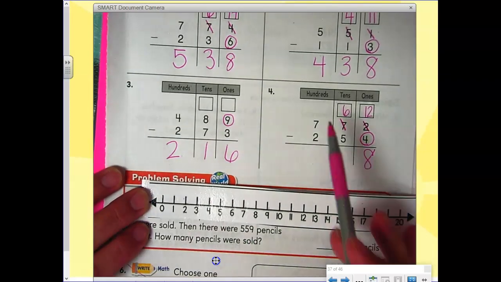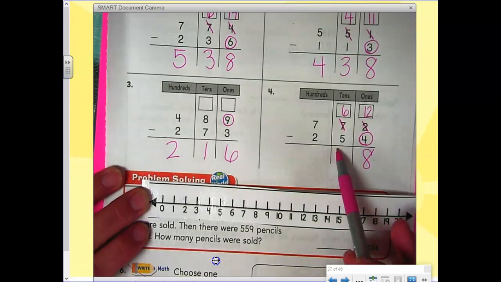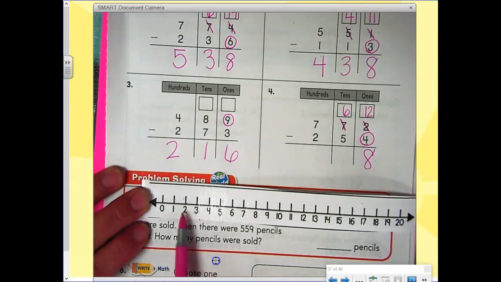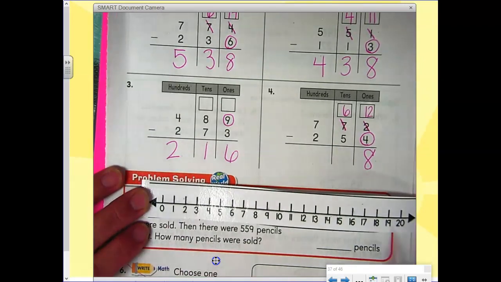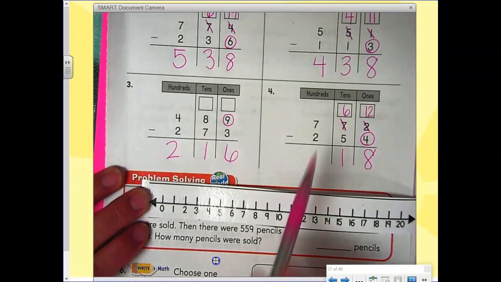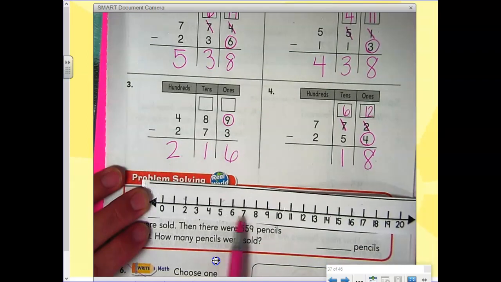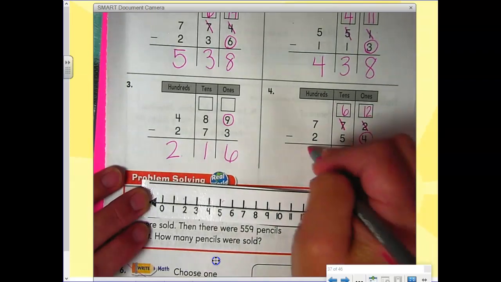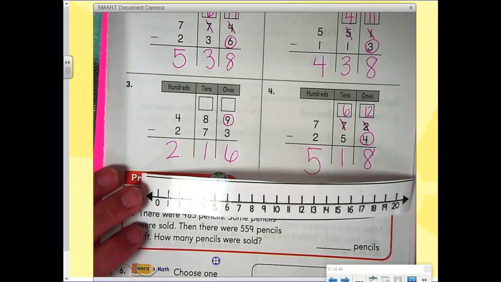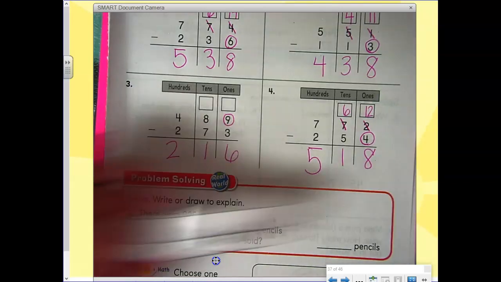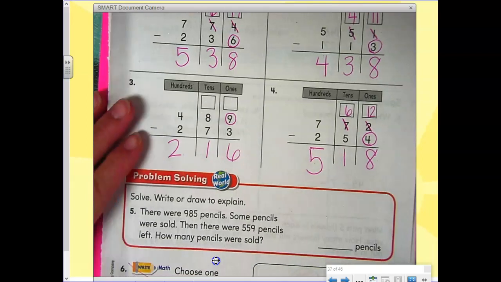In the tens place, 6 minus 5. 1, 2, 3, 4, 5. My answer is 1. And then 7 minus 2. 1, 2, 5. 518. Thumbs up if you got all 4 of those right. Awesome job. All right, number 5.